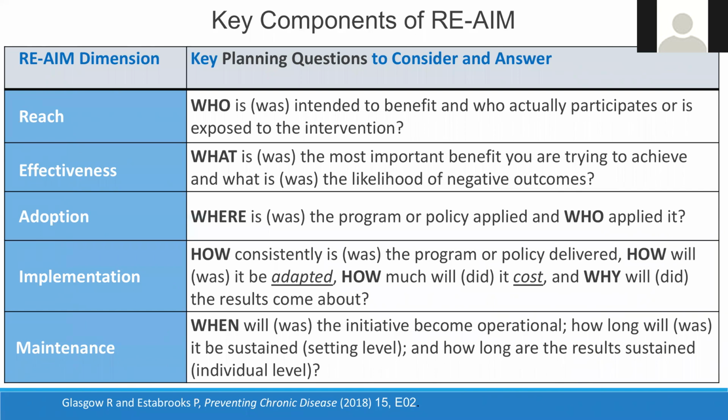Using quantitative and qualitative methods. So the first one, reach. Who is intended to benefit and who actually participates or is exposed to the intervention? As a planning question. As an evaluation question, you can say who was intended to benefit and who actually did participate or was exposed to the intervention. So you can use this in both ways.